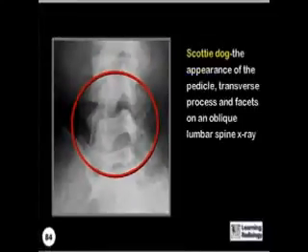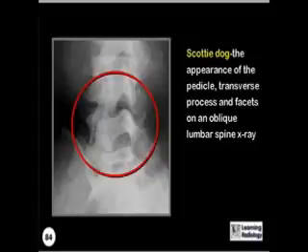That's the famous Scottie dog, the appearance of the pedicle, transverse process, and facets on an oblique lumbar spine X-ray. What is this sign called?